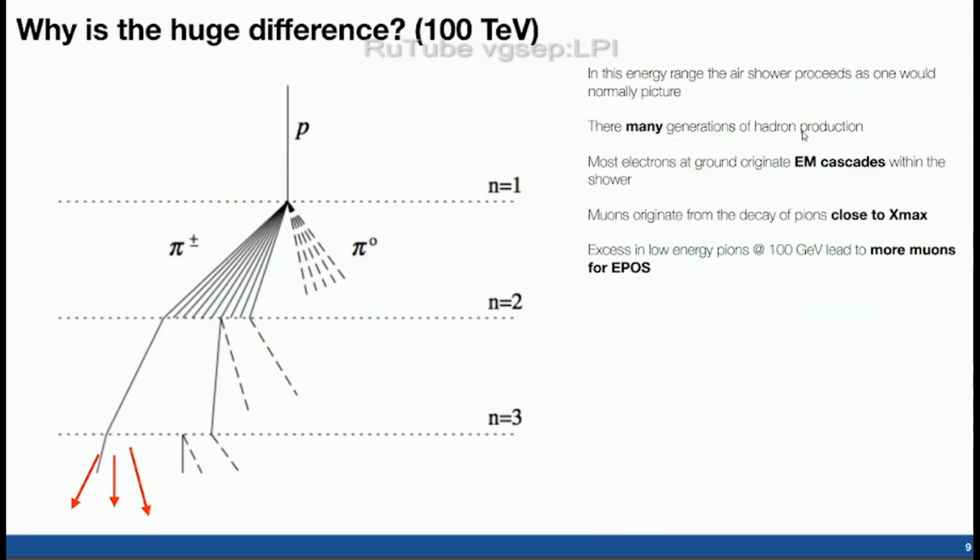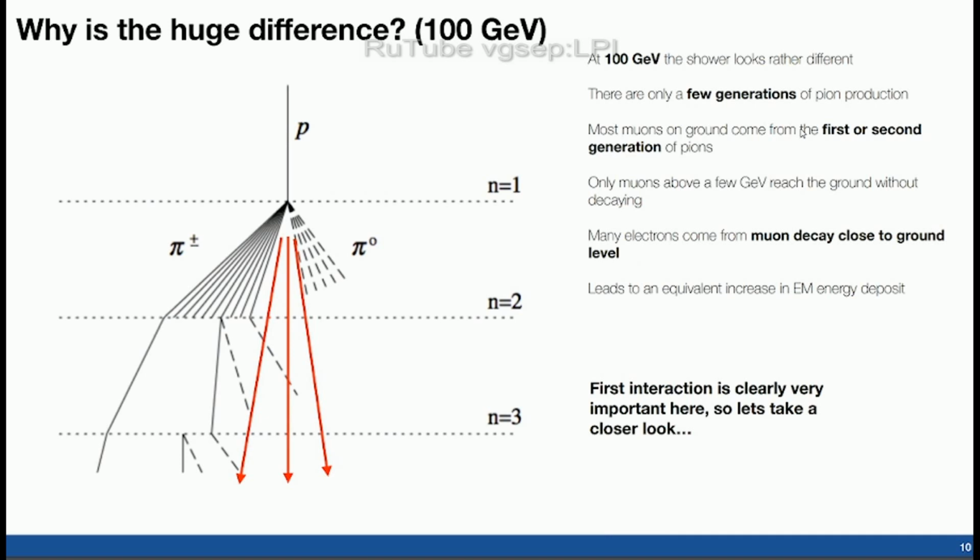So what's going on here? Why the huge difference? Well, it probably comes down to how the air shower is actually structured. At 100 TeV, an air shower looks pretty much how you think of it. There are many generations of particle production, and the muons that we see originate from the decay of pions close to X max. Whereas if we drop our energy down to 100 GeV, the number of generations of pion production becomes much fewer, and most of the muons that we see at ground level are actually coming from either the first or second interaction within our shower. By the time we've got to ground level of such a low energy shower, most of the electromagnetic cascade has actually died out, and the electrons that we're seeing are instead coming from muons decaying relatively close to ground level, which then ultimately leads to an equivalent increase in energy deposit. So very clearly, if we think about it in this way, the first interaction is pretty important here.